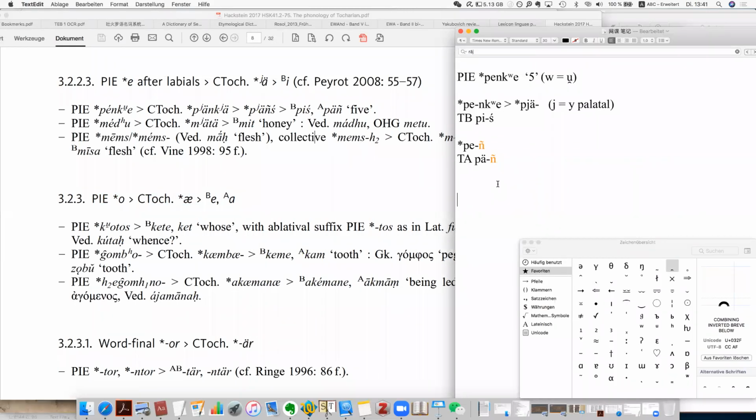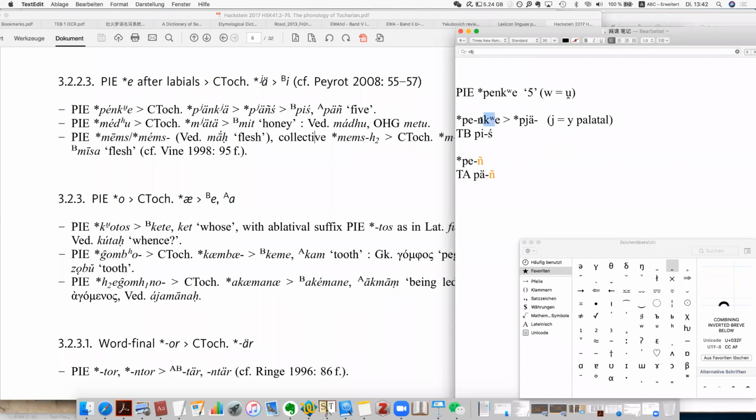Near in Tocharian B, where is near? So near is the Tocharian A form, right? Near is Tocharian A. So for this sound, you can explain in different ways that it is either assimilation, like this n also turns into a sh. So there are different ways to explain this. So this n is probably due to assimilation.